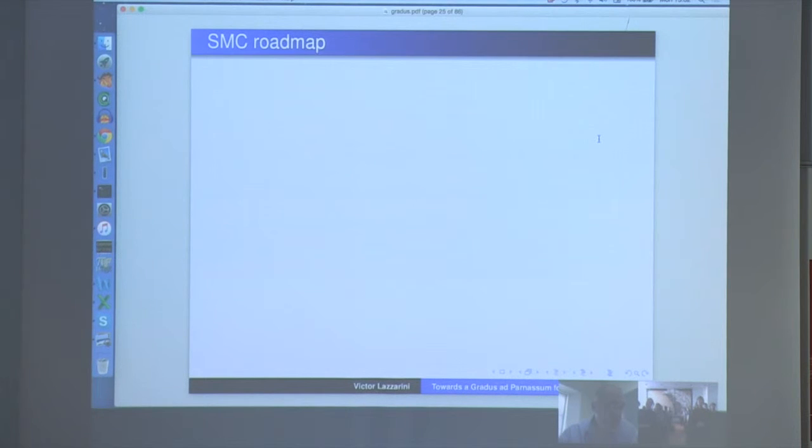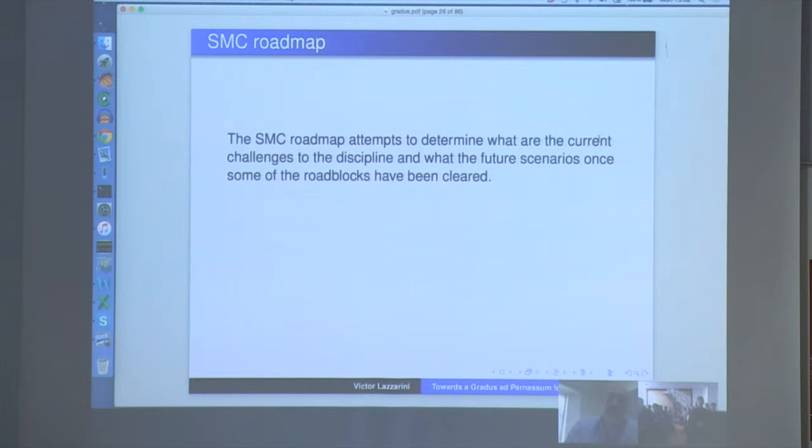So now we consider the SMC roadmap. The SMC roadmap attempts to determine what the current challenges are to the discipline and what the future scenarios will be once some of the roadblocks have been cleared. So they basically try to figure out what we need to have in order to advance the discipline, and then what we'll be able to do in the future.